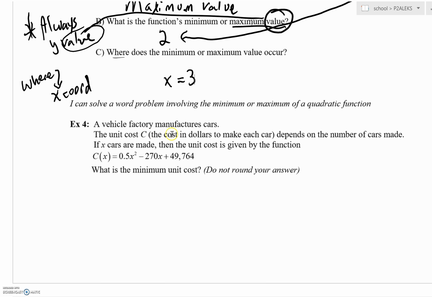The unit cost, that is the cost in dollars to make one car or each car, depends on the cars made. Here is this real big equation. So they want to know what the minimum unit cost is, and that's going to be your y value on a vertex here. So let's go ahead and get this thing typed out. It's going to be ugly.